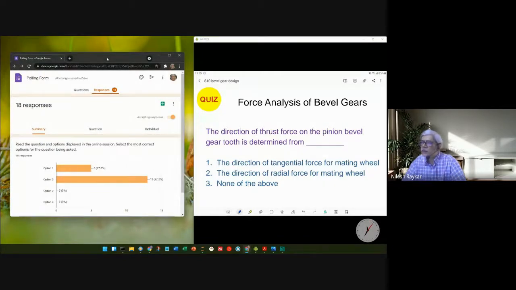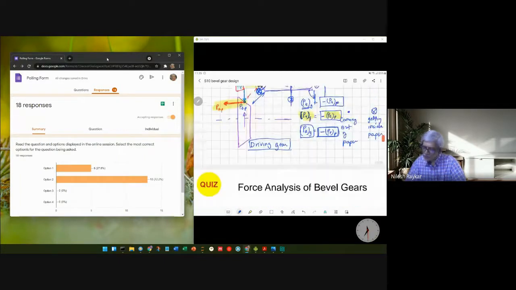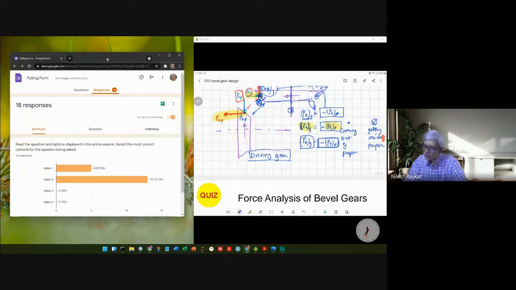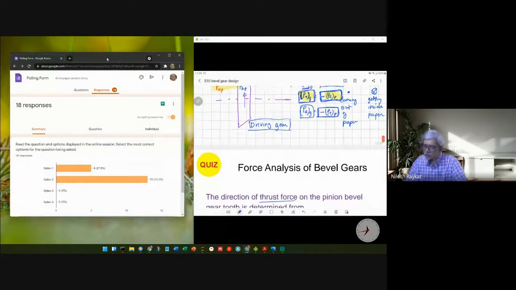Okay, so option 2 is the correct answer. The thrust force or the axial force is equal and opposite to that of the radial force of the mating gear. So that's what we saw just now. The radial force on the pinion is equal and opposite to that of the axial force. Okay, what is the question? Thrust force on pinion. So the thrust force on the pinion, that is this particular component, is equal and opposite to the radial force on the gear. Direction wise as well as magnitude wise, they are equal.